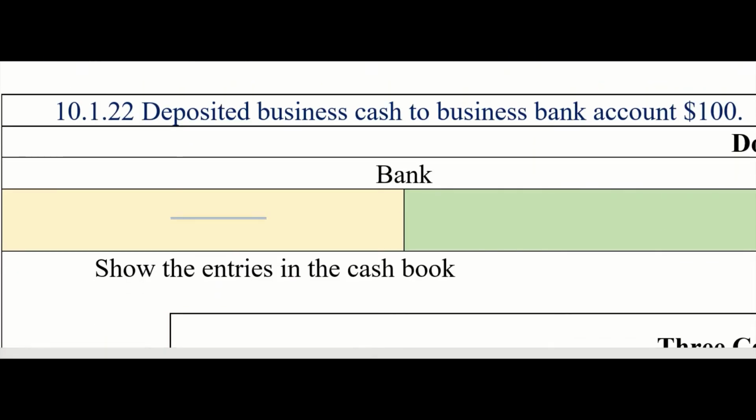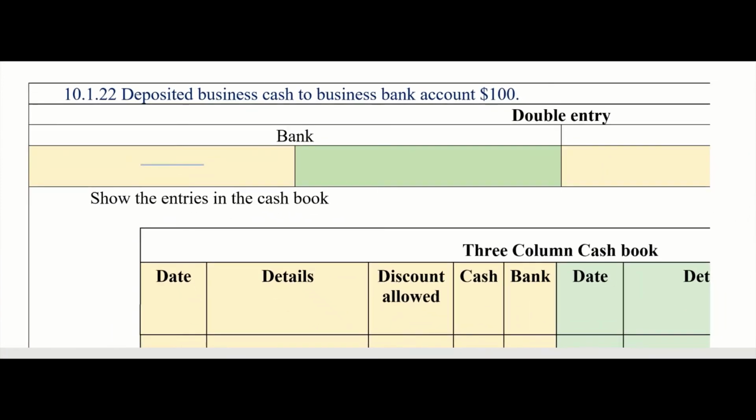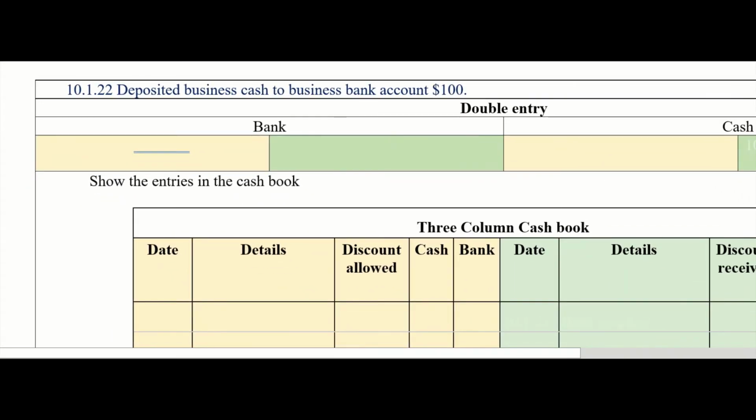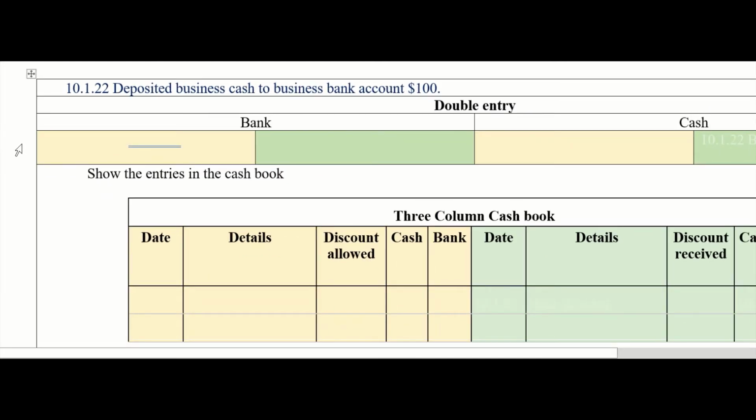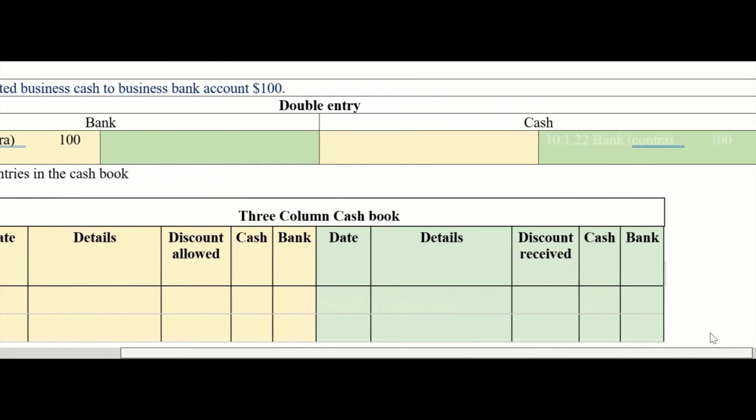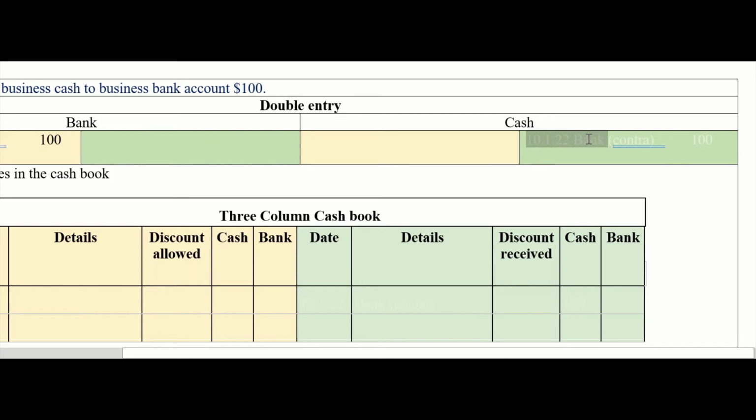Now let's see how to show the impact of the first transaction, where you're depositing your business cash to the business bank account. So you should increase your bank value. In order to increase the bank value, you enter it on the debit side. Opposite account's name is cash, and the amount mentioned in this particular transaction is 100. You should reduce your cash value. Therefore, you enter the date. Opposite account's name is bank, followed by the amount, which is 100.